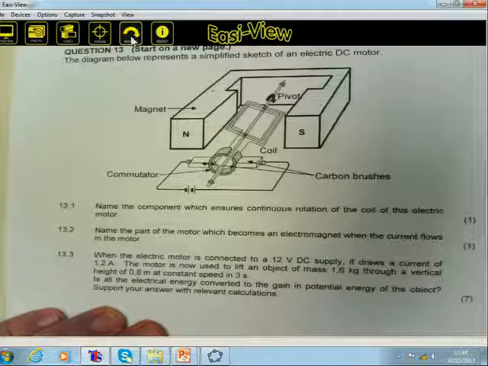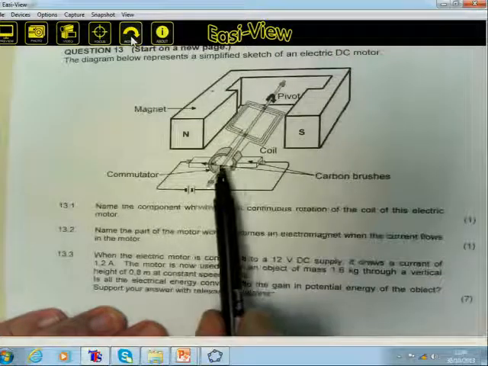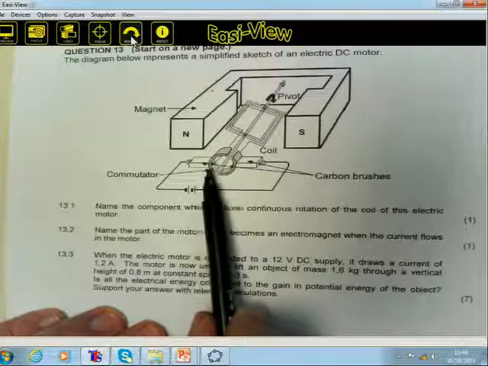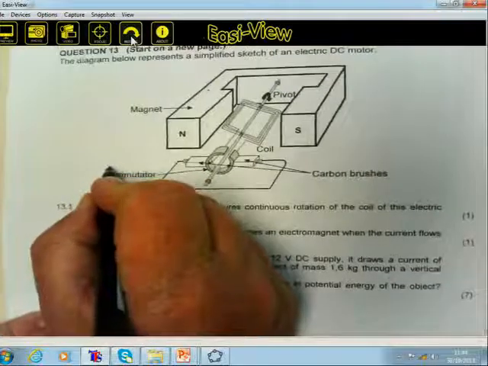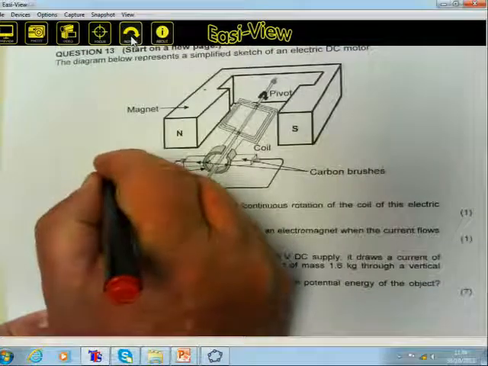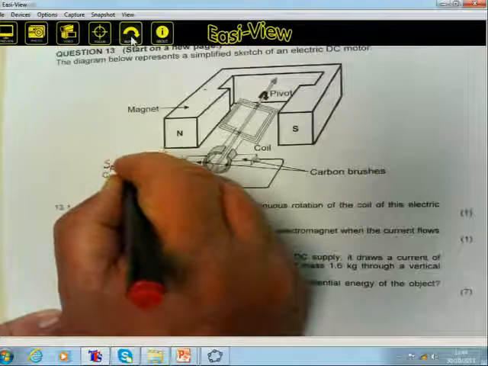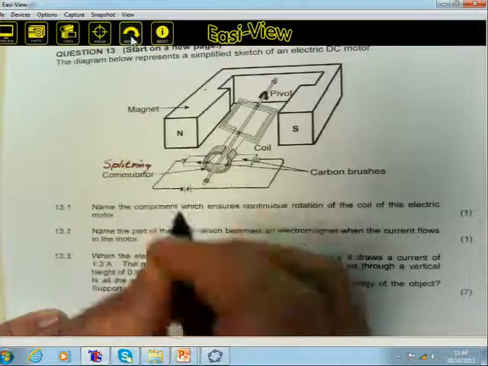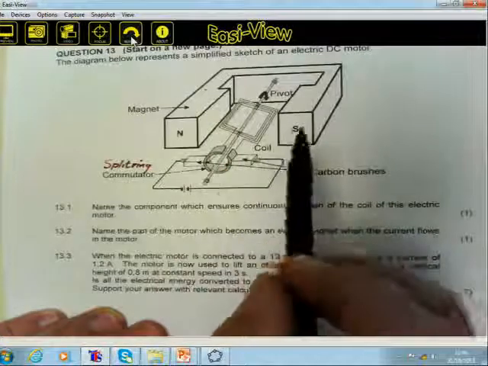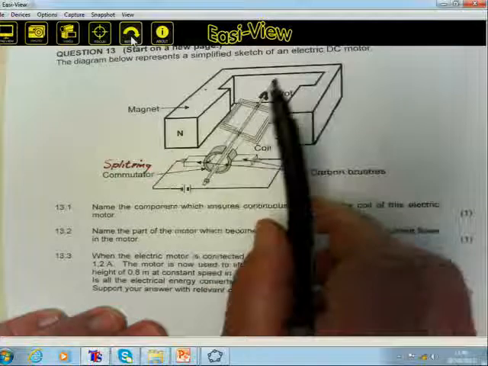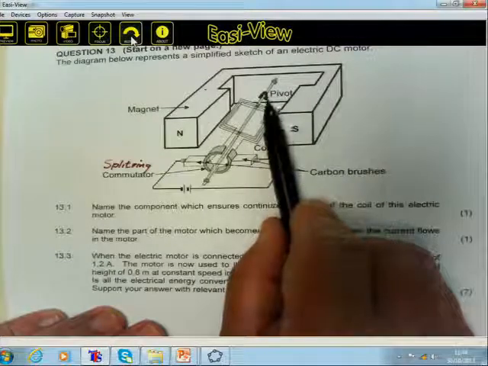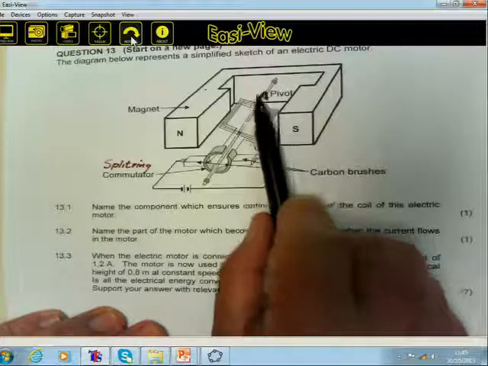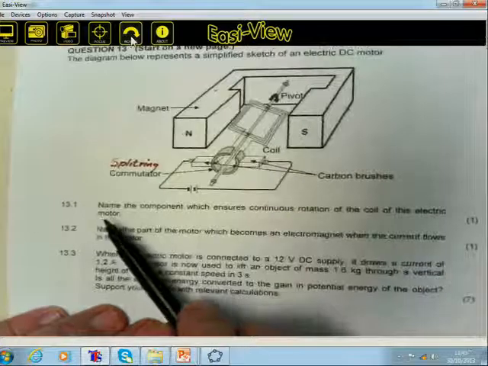Right, you will then look at the diagram and you will see it's a split ring commutator, and it's very important that the words split ring must be here. If I can maybe correct this, split ring, two words, split ring commutator, and now it's indicated that the coil rotates. It seems that it rotates clockwise, looking at this arrow. Let us look at the first question.